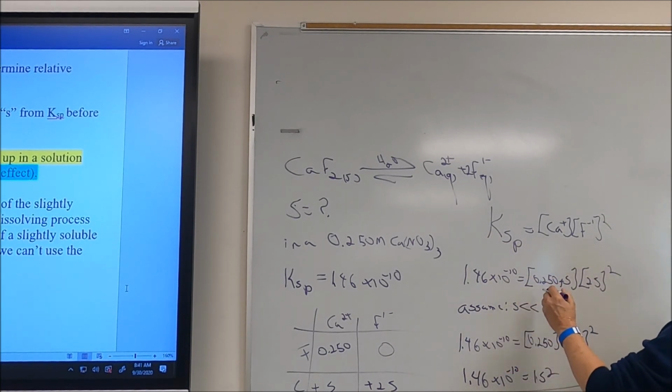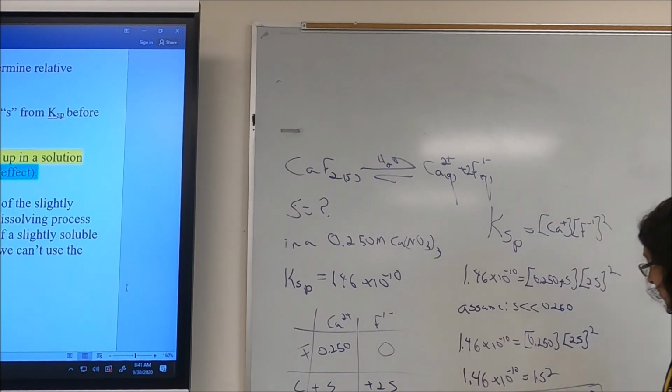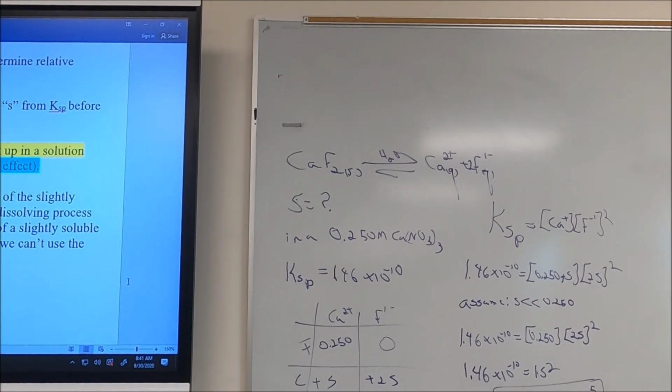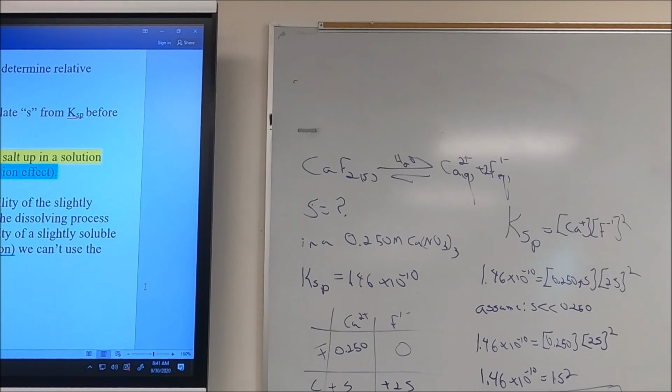Now look at S and look at our starting concentration. That was a perfectly valid assumption. And when you're doing any of these slightly soluble salt problems where you're dissolving a salt in a solution that already contains another salt that has a common ion, you are going to make the assumption. Okay? Now, I'm going to stop right there because I've got to go do a Zoom session, and we'll pick up here next time.